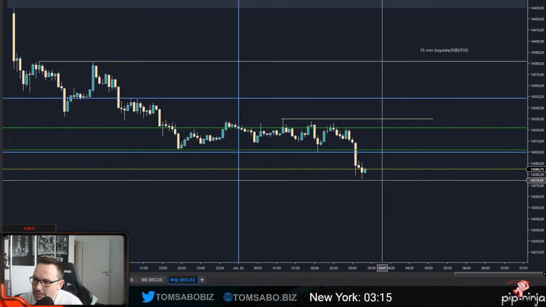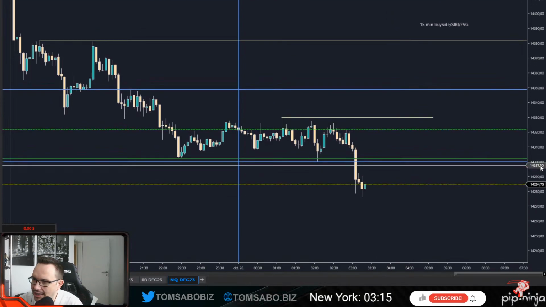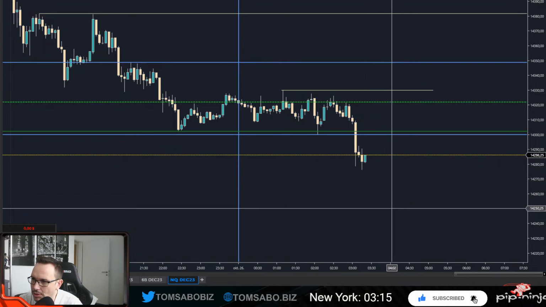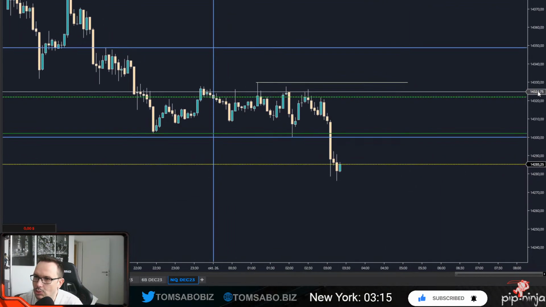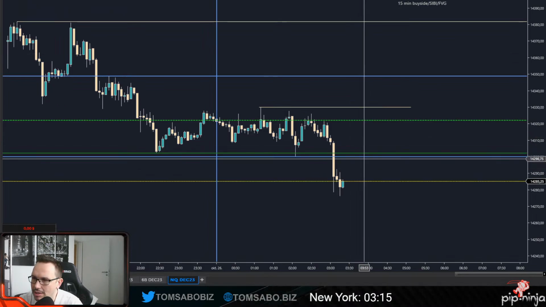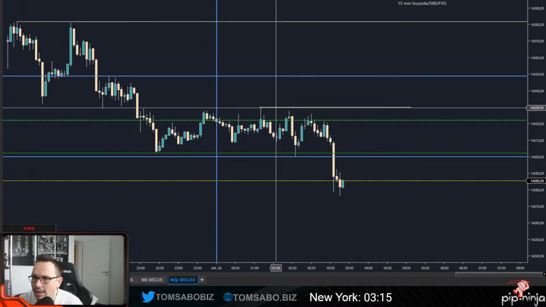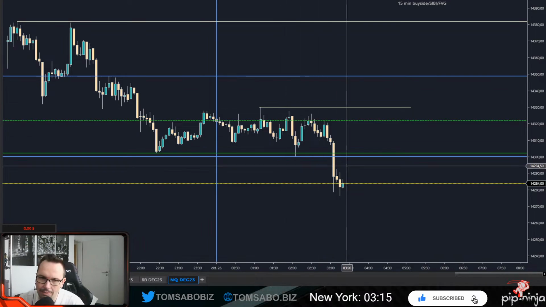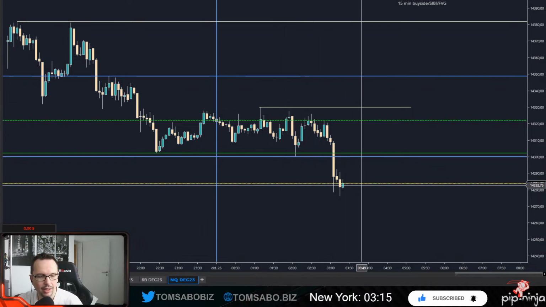So for now, NASDAQ is pretty much hanging in the air. Nobody knows if it wants to dump or if it wants to retest something. On the 5-minute chart, we do have some imbalance to get filled, and we have a nice level at 330, which can be targeted.